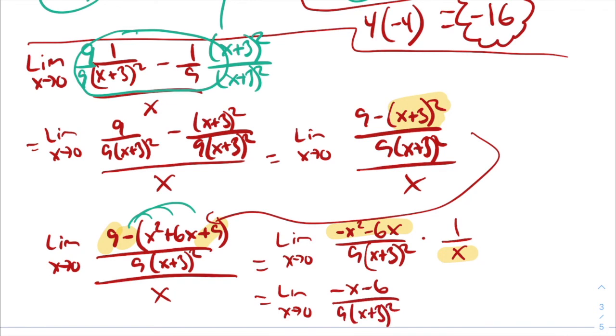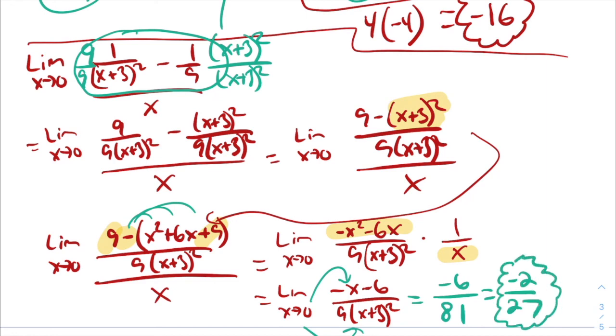Now that we've canceled, we should now be able to wrap this problem up by doing our direct substitution and plugging that 0 in for both of these x's. If we do that, this looks like the numerator is going to go to negative 6, and the denominator is going to go to 81. And so if we simplify that fraction, which we should always do, that's going to give us a negative 2 over 27 for our final answer for this limit.